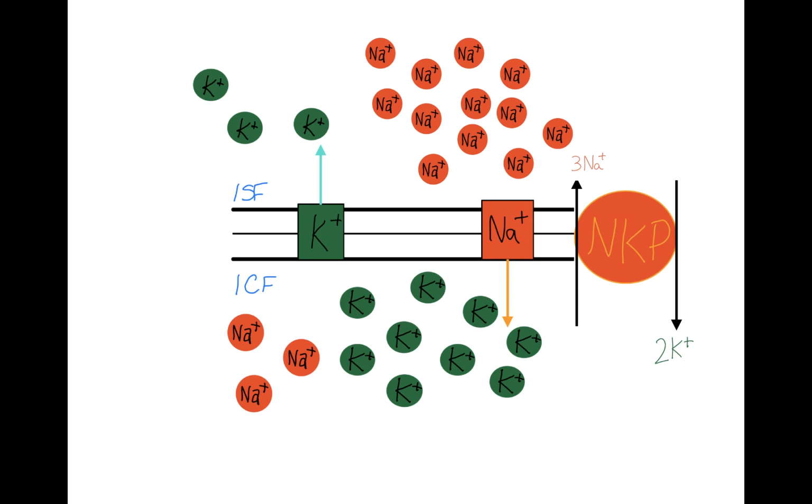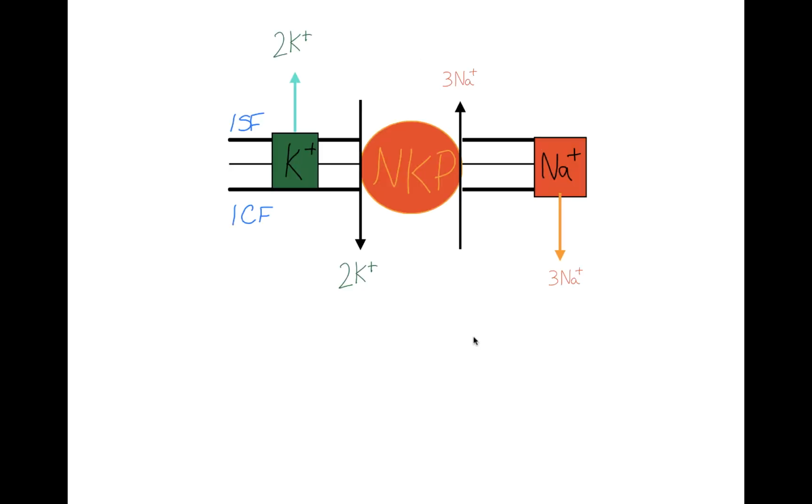So what is the net result of this hypothetical cell? The net result is that we have 2 potassiums flowing out of the cell through the channel, and 2 potassiums being transported into the cell by the NKP. At the same time, we have 3 sodiums moving into the cell through the sodium channels, and 3 sodiums moving out of the cell via the NKP.